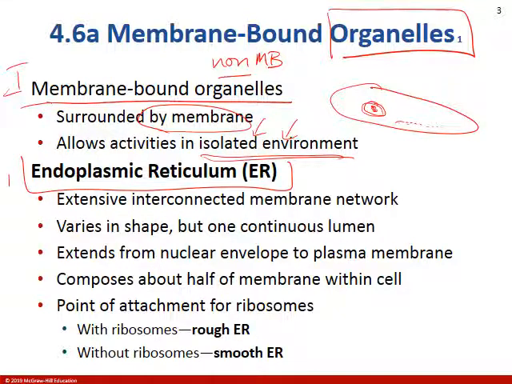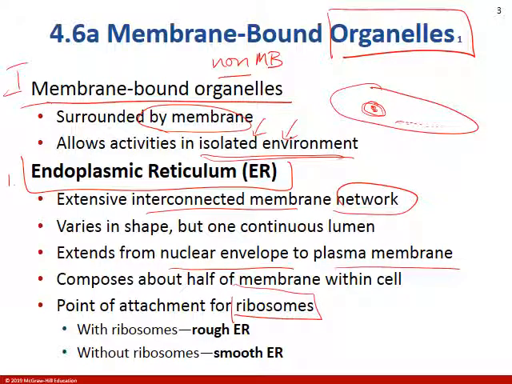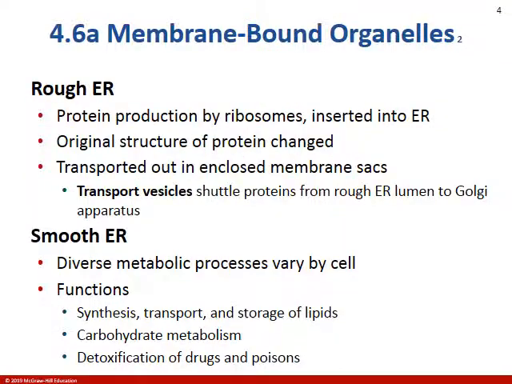The first one that we're going to talk about is endoplasmic reticulum. It's kind of an interconnected network, really. It varies in shape. It extends from the nuclear envelope to the plasma membrane. You're going to see ribosomes attached in some cases. So if you see rough ER, that's endoplasmic reticulum with ribosomes on it. If you see smooth ER, it has no ribosomes. We have to talk about two different types of ER because they have different functions.